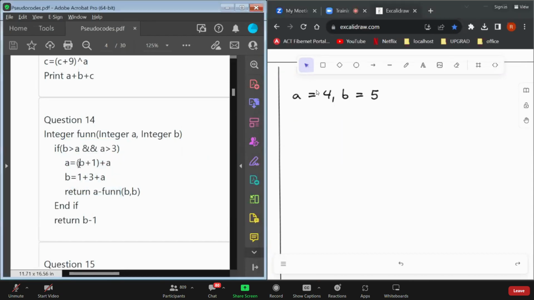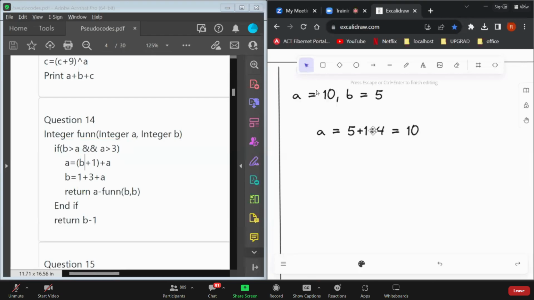So a value is b plus 1 plus a. So a equal to b plus 1 plus a. Just substitute the values. This is 5. This is 4. So this will result in 10. So the new a value is updated to 10. This is function of 4 comma 5. Okay. So here the a value has been updated to 10.